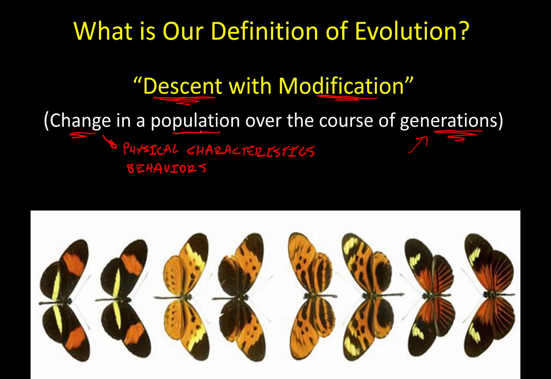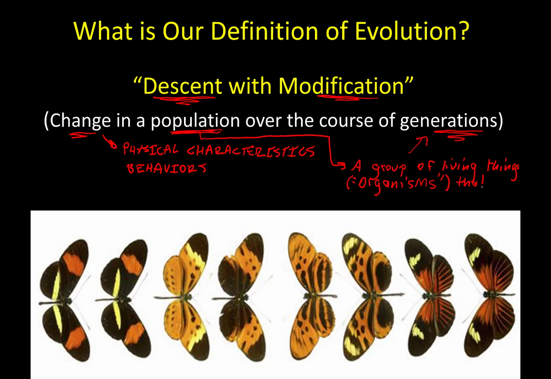Now, to make sure all of our terms are defined, let's talk about this word population. It's one that we hear a lot, it's one we use a lot, but it has a very specific meaning. A population is a group of living things. Our formal term for living things is the word organism, or in this case, organisms, that are all the same type. Our formal term for that is species.